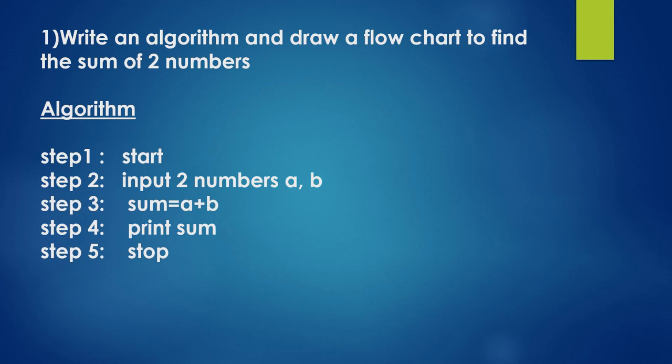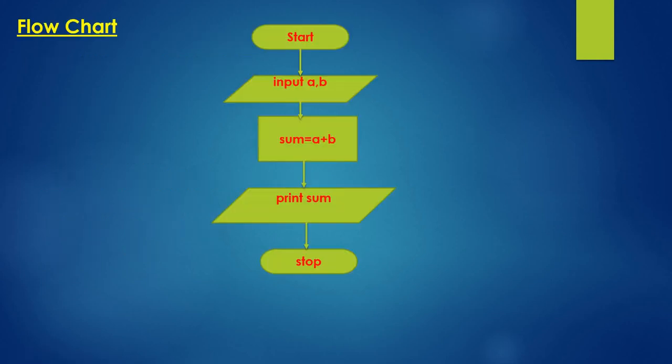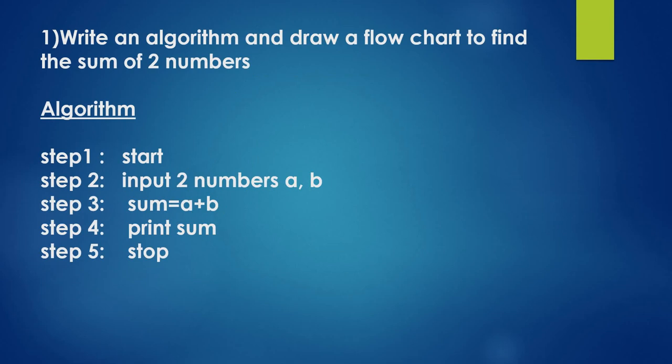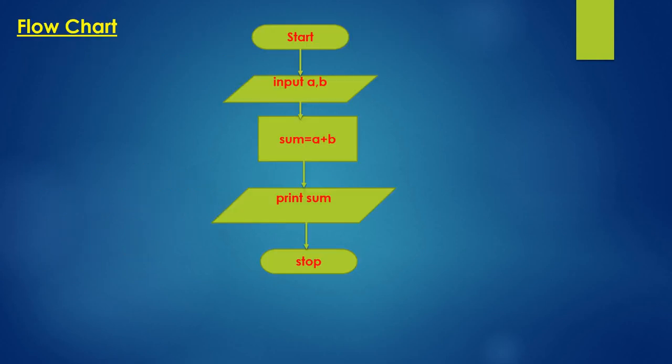Then how can we convert this algorithm to a flowchart? This is an algorithm, and we need to represent it using a picture. Then how to draw that flowchart? In the algorithm, the first step is start. Which symbol is used for start? This oval symbol is used for start.